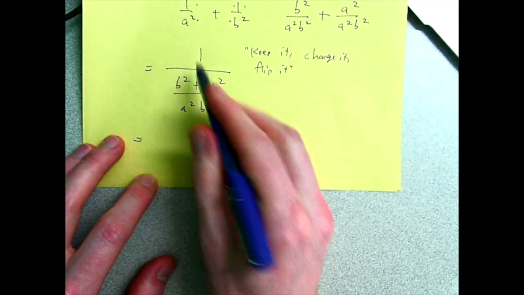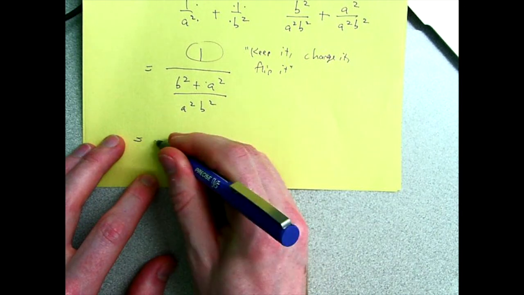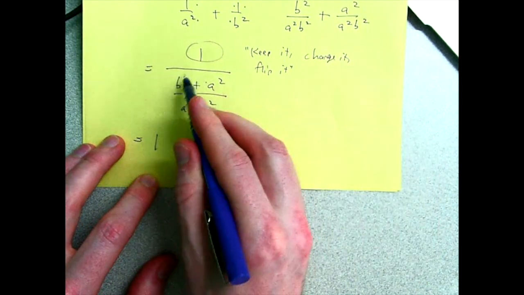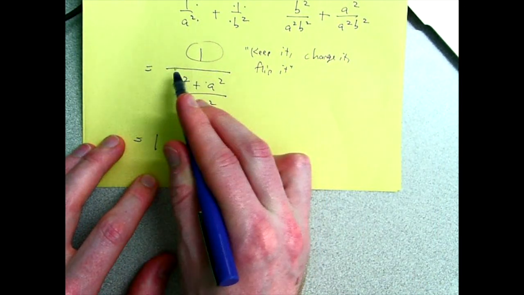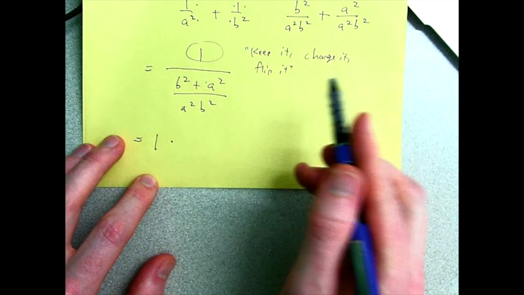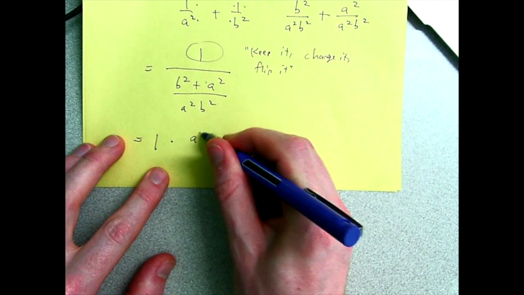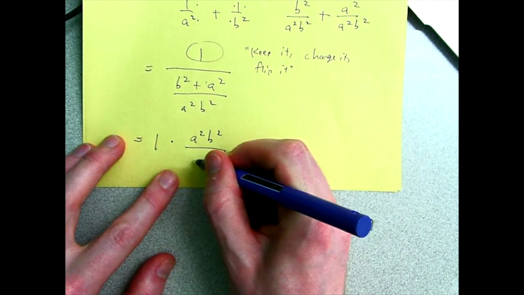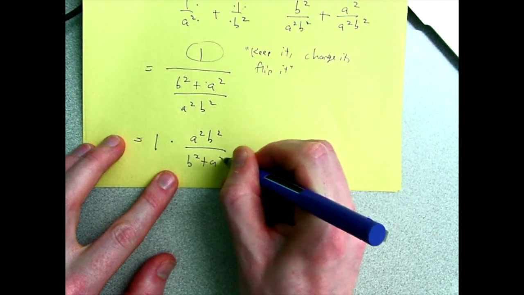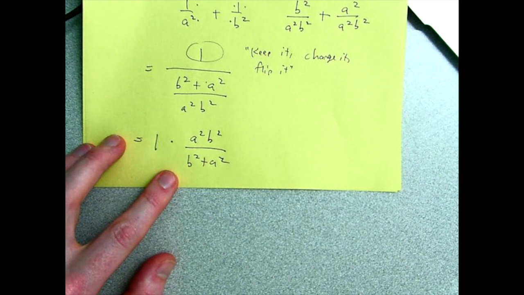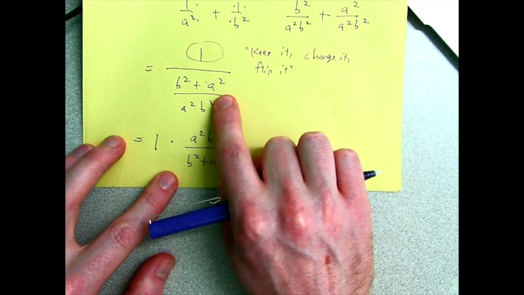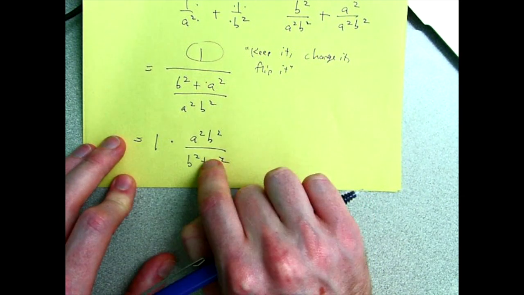It means you keep the numerator the same, so that's just 1. Change it means you change this division bar to multiplication, and then you flip it. Well, flip what? Flip the bottom fraction. So that's a squared b squared over b squared plus a squared. So that's keep it, change it, flip it, or if you like, dividing by a fraction is the same thing as multiplying by its reciprocal.